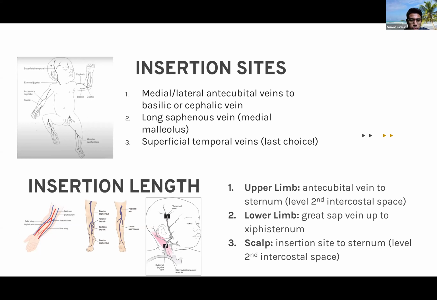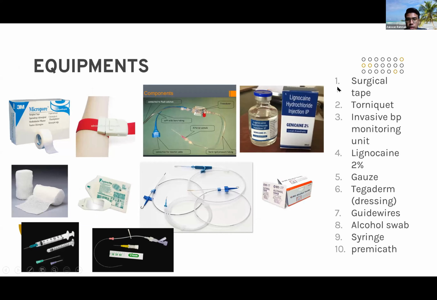These are the equipment that we will use: the surgical tape and the tourniquet. But as the doctor said, in pediatric patients we do not use the tourniquet. Then we have the invasive BP monitoring unit, because we must keep monitoring the patient's BP, lignocaine, gauze, and Tegaderm, which is a brand of dressing. We need guide wires, alcohol swab, syringe, and the peelable cannula, the catheter.